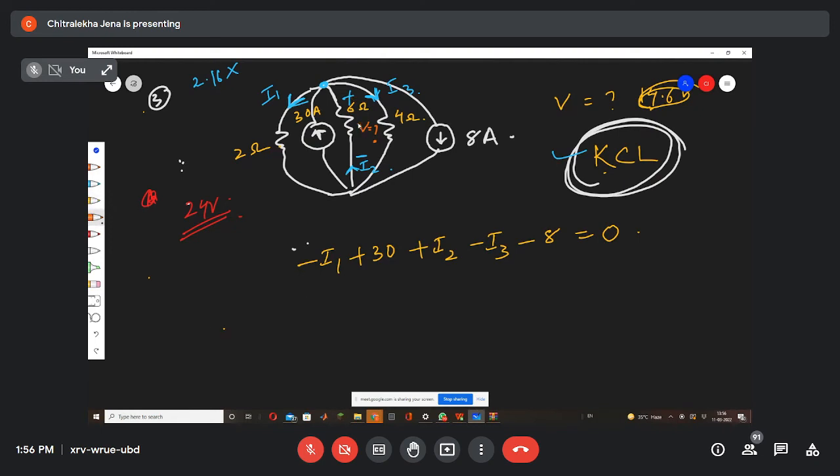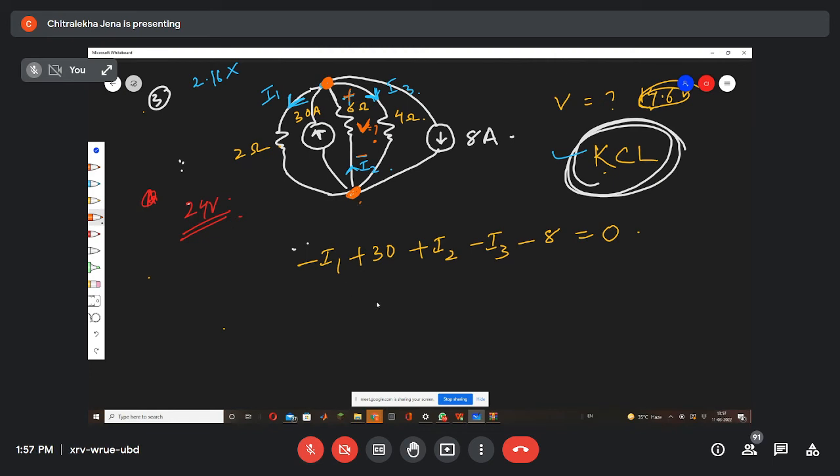Now V is the potential difference across this one, plus minus. That means the voltage across these two points is V. Am I correct or wrong? Potential difference across 6 ohm. I have told you, it implies the potential difference across these two points is V, right? Got it or not?